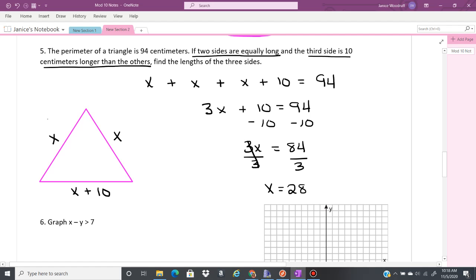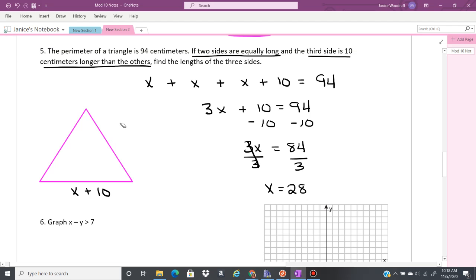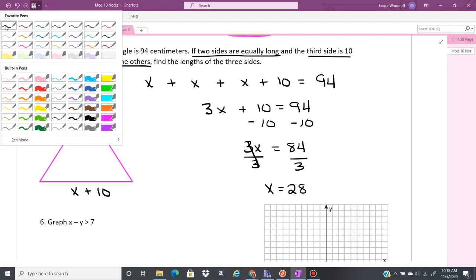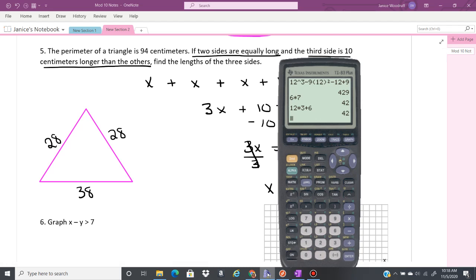All right, so that means that this side is 28. So let's just go ahead and erase these two. So these are going to be 28. And this is 10 centimeters longer, so this next side here is 28 plus 10, so this side should be 38. And then we go ahead and check that. We do 28 plus 28 plus 38, and that gives us 94.